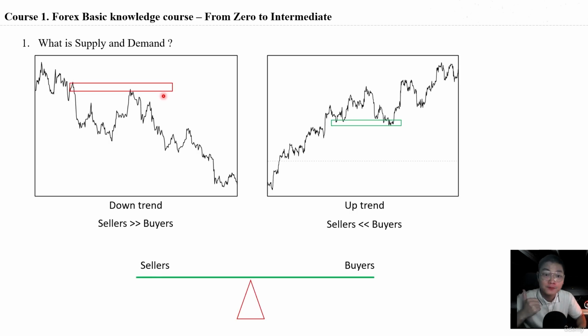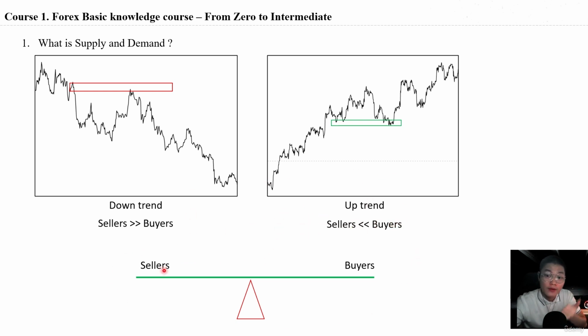So let's see. First of all, what is supply and demand? You might see on my screen, the first one is a downtrend market, when price creates a structure of lower lows and lower highs, and on the right side is an uptrend, when the market creates a structure of higher highs and higher lows. And in the first video in this course, I also explained the market has a downtrend when the sellers are more than the buyers, and an uptrend when the sellers are less than the buyers. This is the theory of the market.